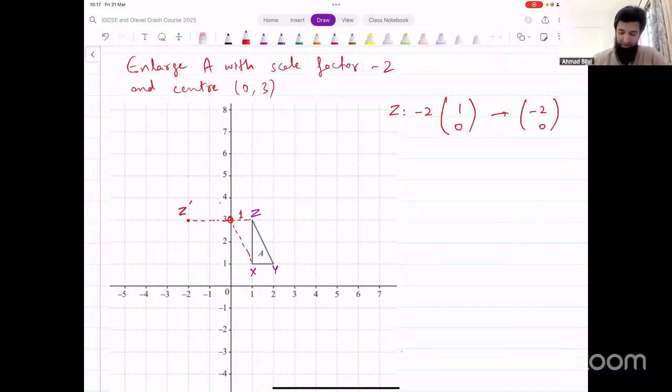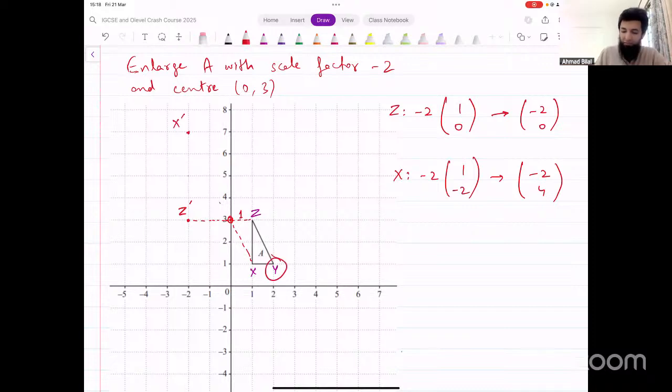Similarly, where is X? X is 1 right and 2 down. 1, -2 multiplied by the scale factor. Where is this going to go with respect to the center of rotation? -2 and +4. That means 2 units left and then 4 units up. And that is going to be this point here. This is X prime.